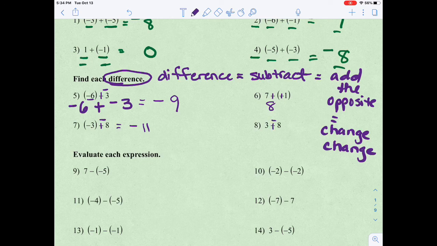Change. So I have 3 and negative 8. US, unlike signs, subtract. 8 minus 3 is 5, and the bigger one wins. Or if you think about bad guys and good guys, I got 3 good guys, 8 bad guys. When they fight, they're equally matched. There are 5 bad guys left over.